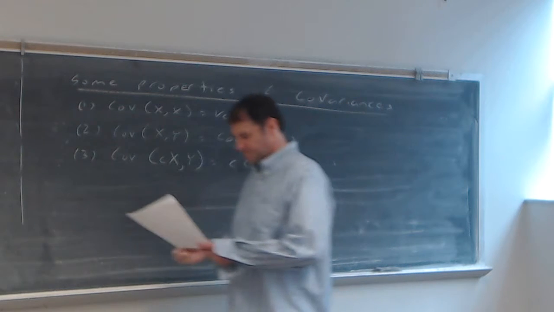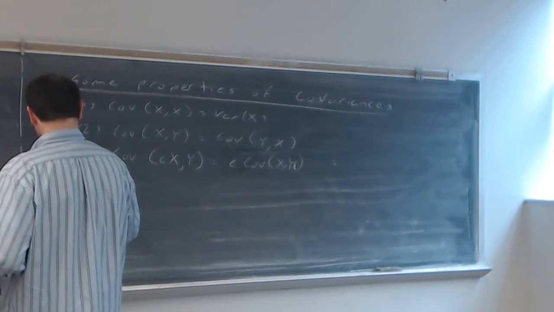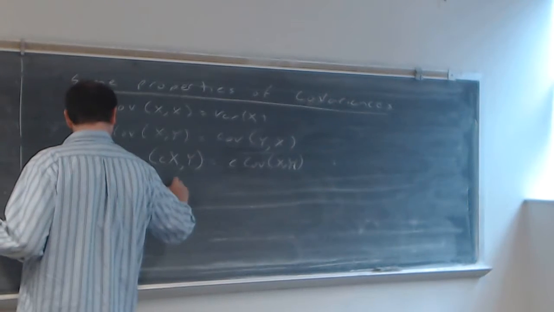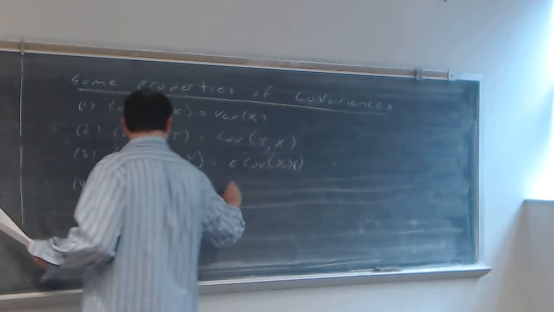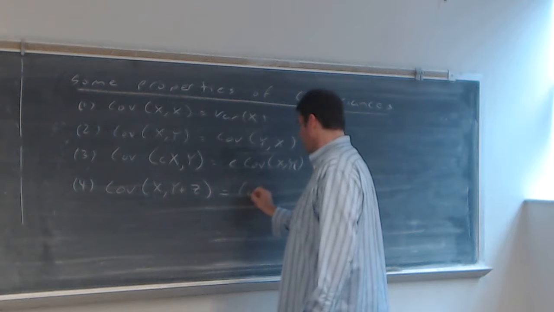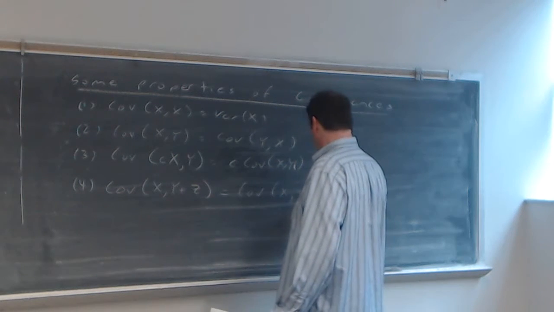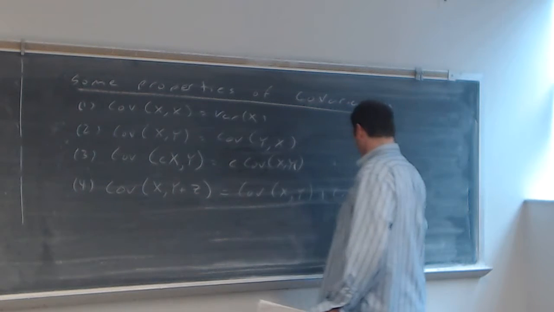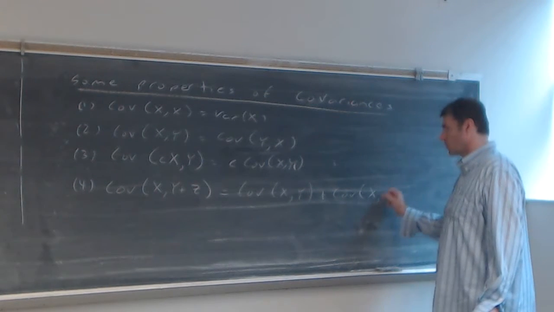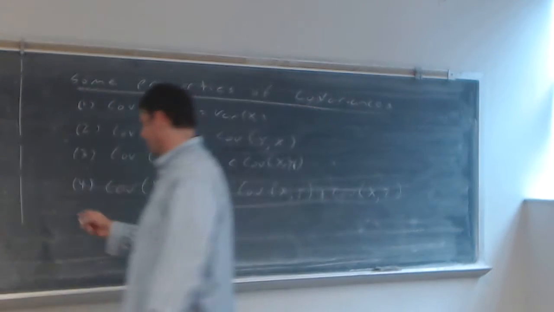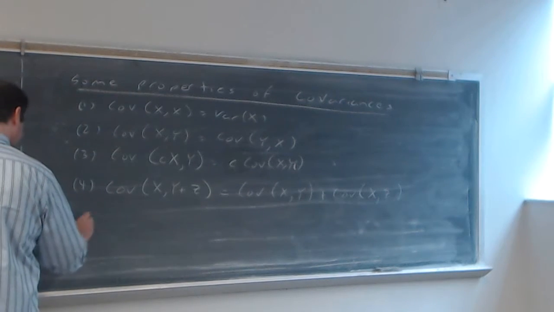And finally, fourthly, the covariance of x with y plus z is equal to the covariance of x with y plus the covariance of x with z. And we're going to prove each one of these facts. The first are very simple. So the proofs.